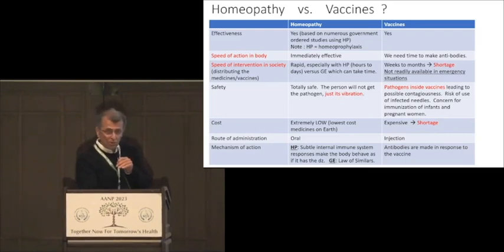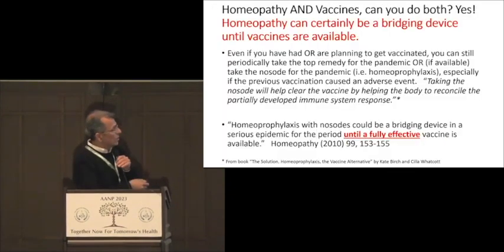There's a concern of shortage with the vaccines. We don't have to worry about that because we can mass produce homeopathic remedies. We can potentize them at home, right? So we don't have to worry about shortage. And so on and so forth.